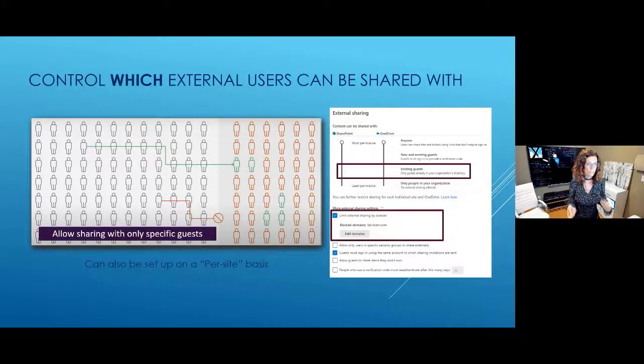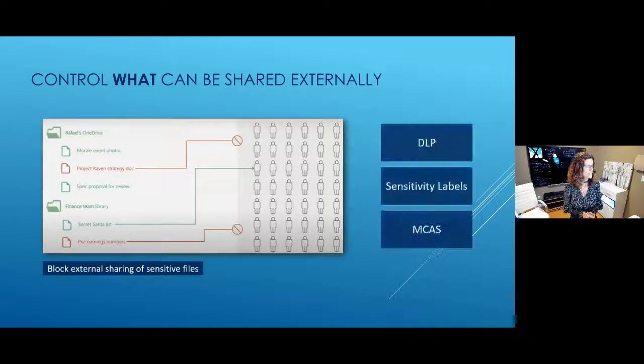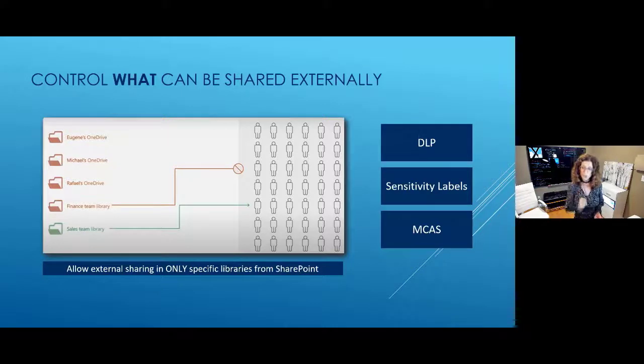You can set it up so you're only sharing with specific guests. Controlling what can be shared externally, you can have it so there's no restrictions whatsoever in your tenant. You can control it so that you can block external sharing of sensitive files. And on the right-hand side, there's several features within Microsoft 365 that you can leverage to do this. This is why this is a big topic. You can block external sharing from OneDrive, but allow it from SharePoint. So it depends what you're using OneDrive for in your own organization. Do you have any guidance around that? You can be more targeted and only allow external sharing on specific libraries from SharePoint.